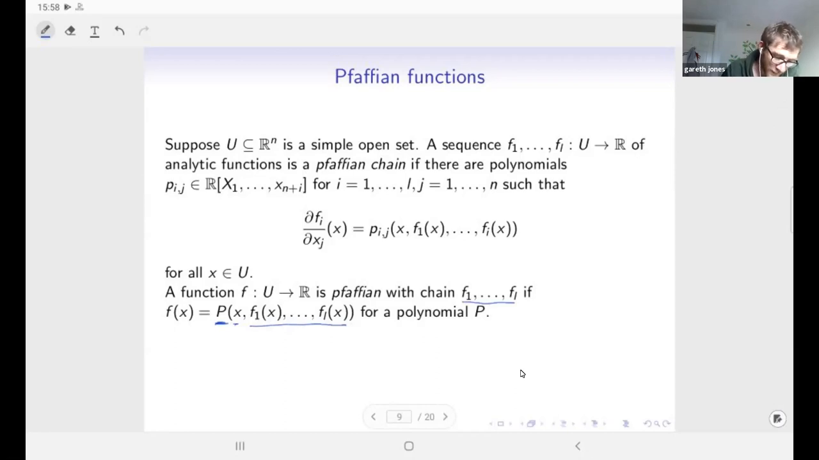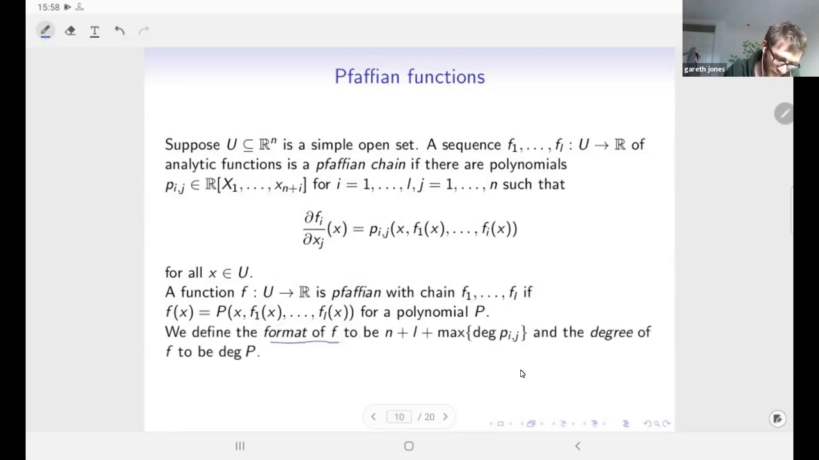Now, pfaffian functions have a notion of complexity, so what I'll use is the format of f is going to be some bound on all of this stuff. So I've got the n here, the l, the length of the chain, and then all of these polynomials, the degree of those. So I just add those. And then I've got another complexity measure, the degree of f, which is the degree of this polynomial here. And I want to separate that because in diophantine applications, this degree will correspond to the degree of the variety we're studying.